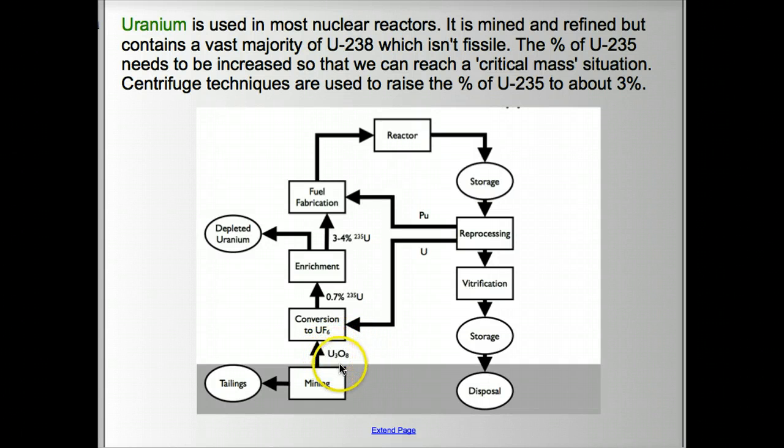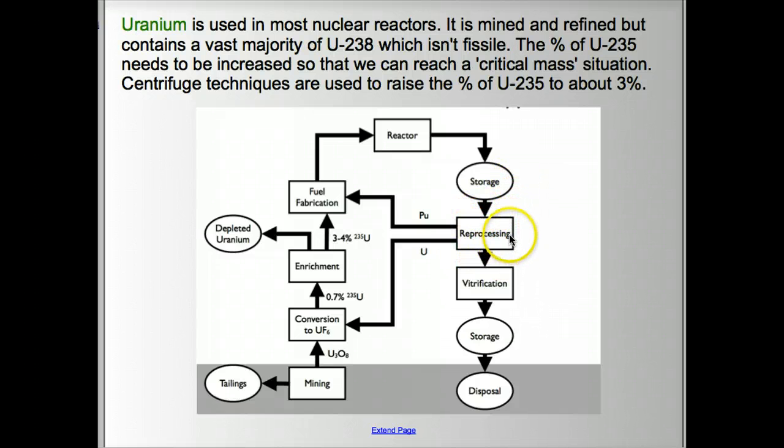So the uranium comes out of the ground as an oxide, and it has to be converted into uranium hexafluoride so that it can actually be enriched. Normally enrichment has to occur in a gas form. Centrifuge or diffusion techniques are used, but it has to be in a gas. Uranium hexafluoride is a gas. After it's been enriched, the fuel pellets are fabricated, goes into the reactor, produces the electricity.